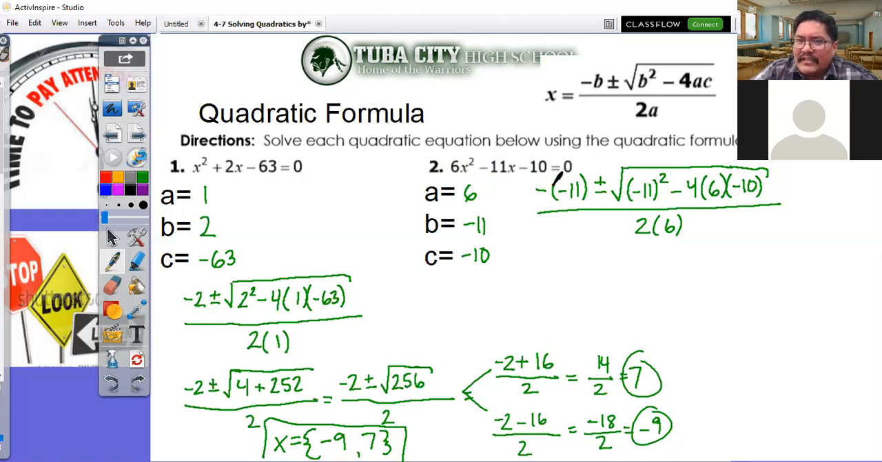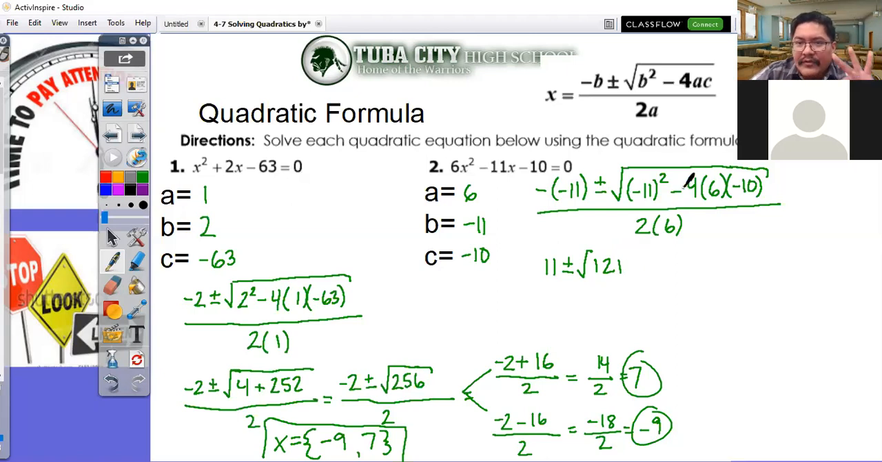Now again, opposite of negative 11 would be positive 11. Plus and minus square root negative 11 squared. So that is, well, negative 11 times negative 11. Well, we know it's going to be a positive, and 11 times 11 is going to be 121.